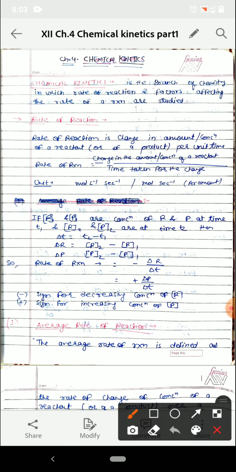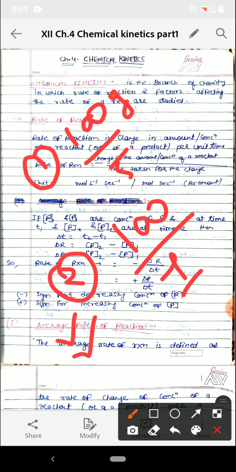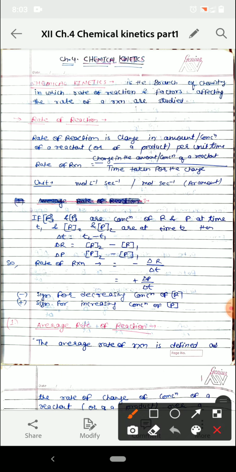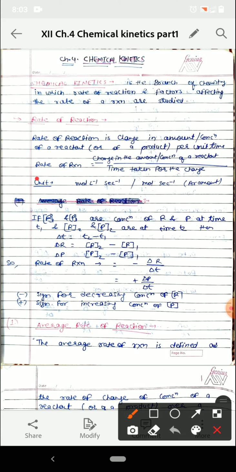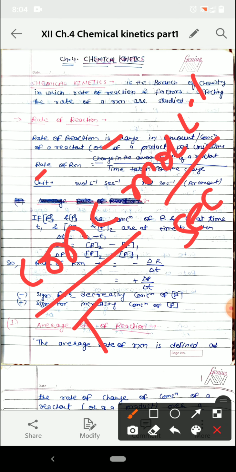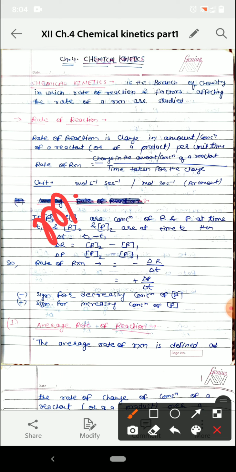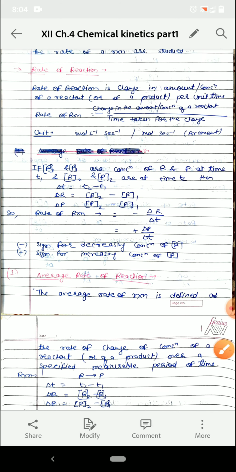Okay, suppose in the first reaction 100 grams change in 5 minutes, and in the second reaction 100 grams change in 1 minute. So we can say the rate of reaction of this reaction is higher. Okay, the sign is minus, which we will study later for product and reactant. So what is the unit? We know that the rate of reaction is concentration upon time. So concentration is mole per liter, mole liter inverse, and time is second. So we can say the unit of rate of reaction is mole liter inverse second inverse. Okay, I hope you all are able to understand the unit of the rate of reaction.